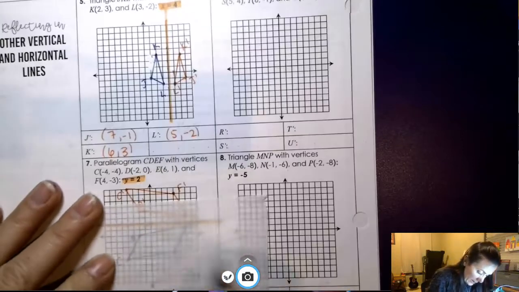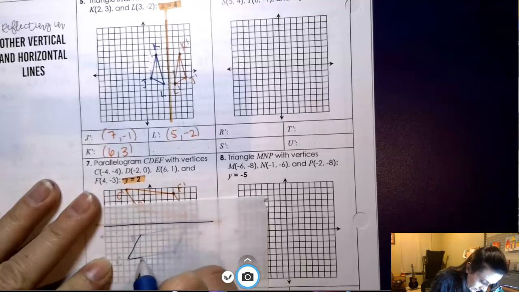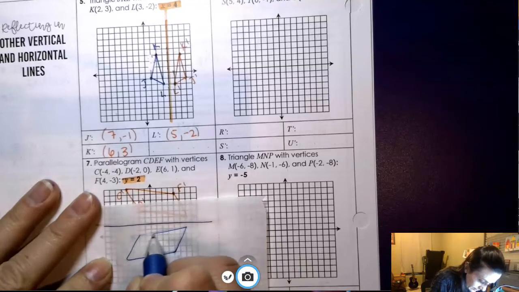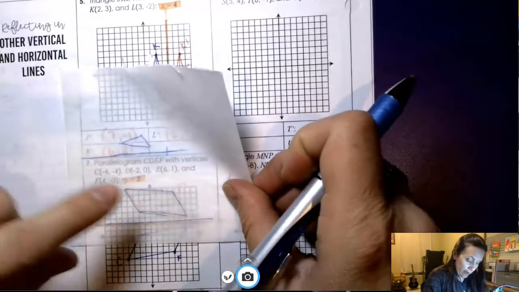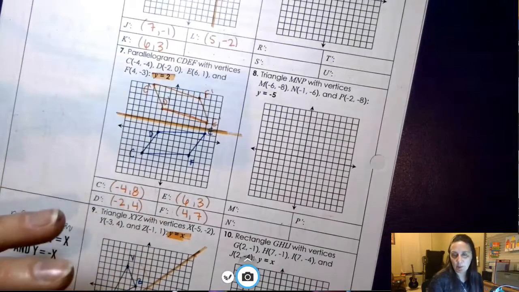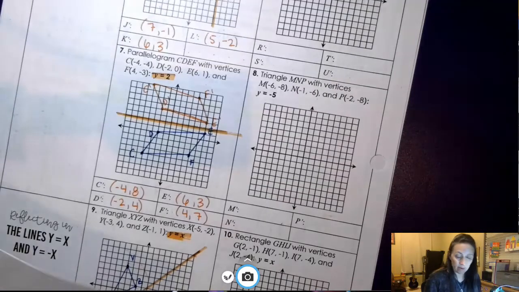I could do the same thing down here. Let's say that I am going to reflect over this line. I'm going to pick up this paper and reflect over it, and notice that it lands in the exact same shape. So if you're ever not sure, you can always use patty paper. You probably have some of this in your baking section at your house, like with foil. I tear it up and I use it to trace these.